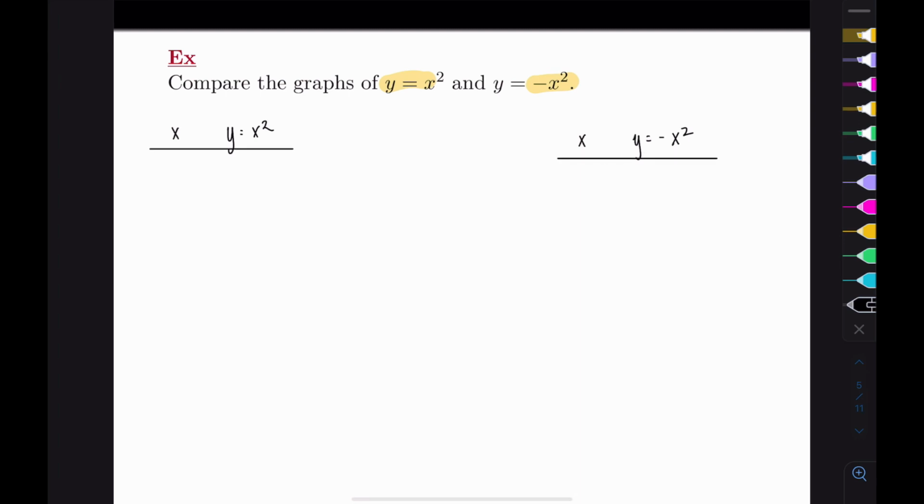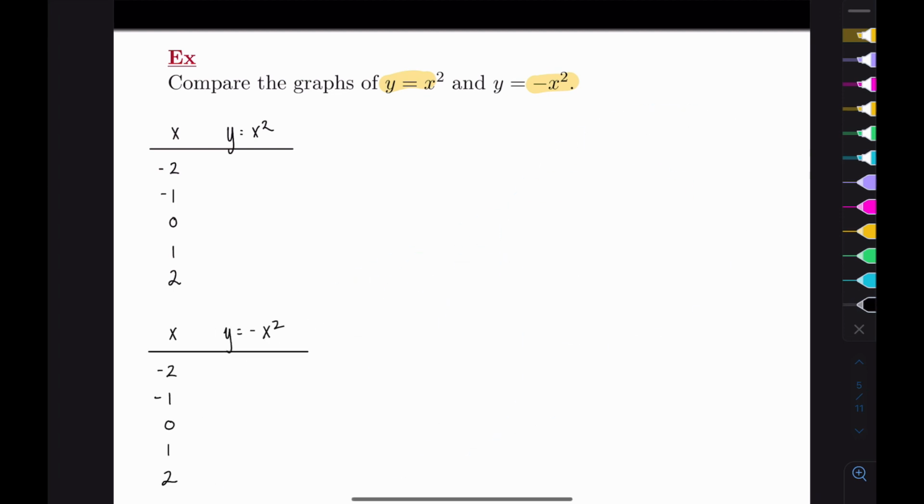And then we'll go ahead and plot both of these on the same picture. So for both of them, I'm going to pick -2, -1, 0, 1, and 2, and the same exact x values over here. Okay. I'm actually going to move this right down here.